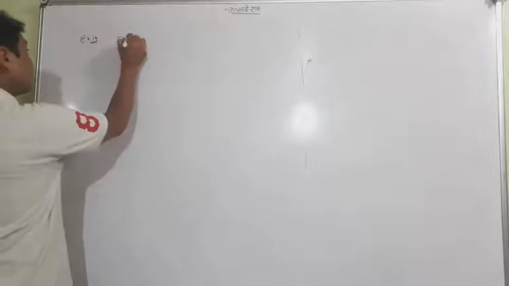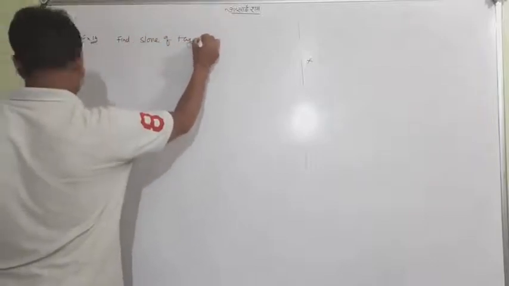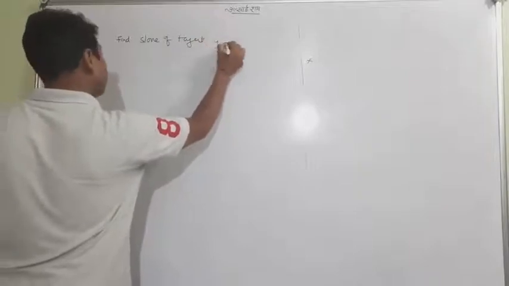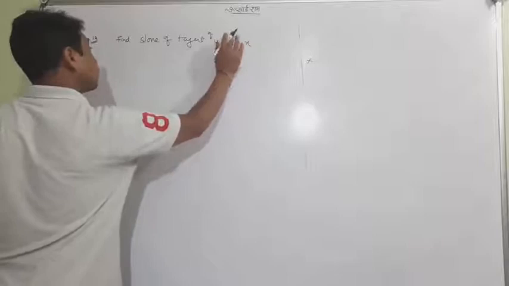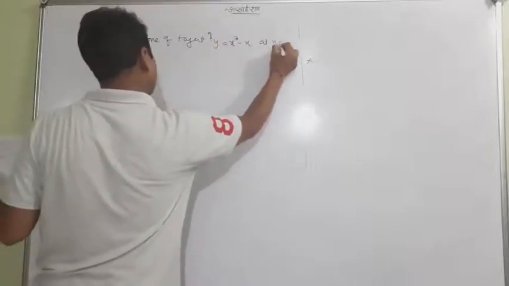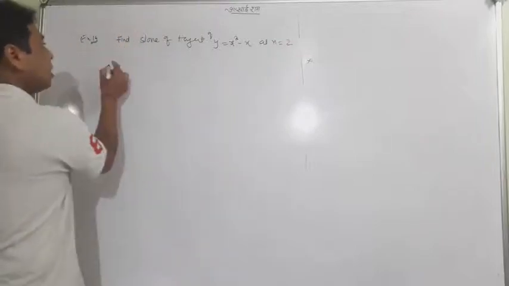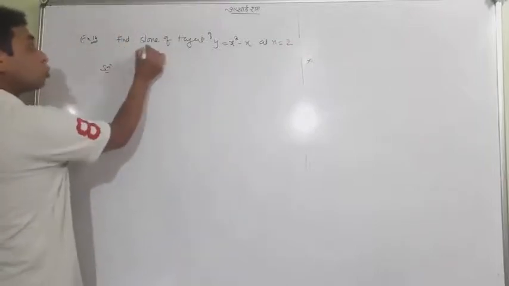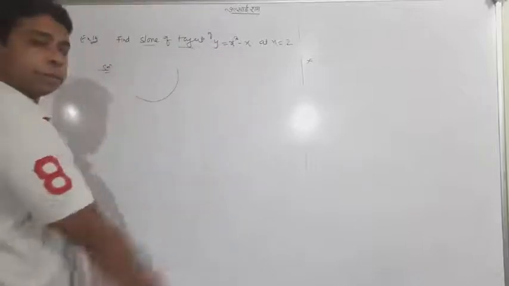Find the slope of the tangent of the curve y equal to x cube minus x at x equal to 2. Look at, this is the question. It's very simple. Let me make a rough picture. The question says slope of the tangent of the curve. So okay, I am making a curve like that.